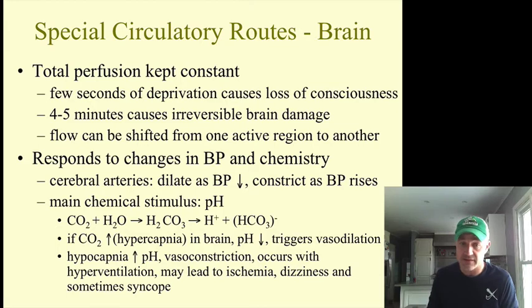Hypocapnia is not enough carbon dioxide. You'll get vasoconstriction with that, and sometimes if you're hyperventilating, you will get vasoconstriction, and that's why sometimes you can pass out due to hyperventilating. You get your pH so high that your blood vasoconstricts enough that it causes you to pass out, actually.